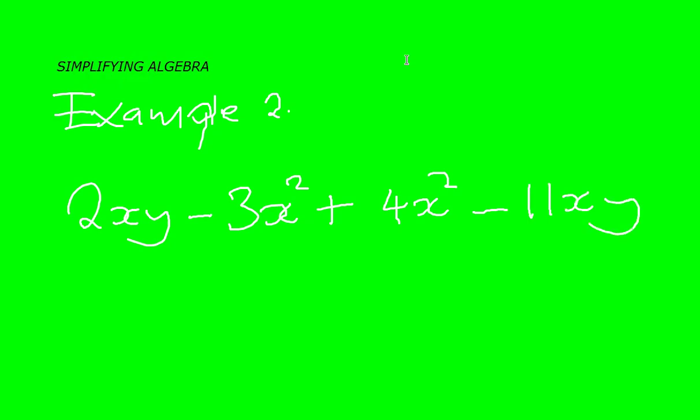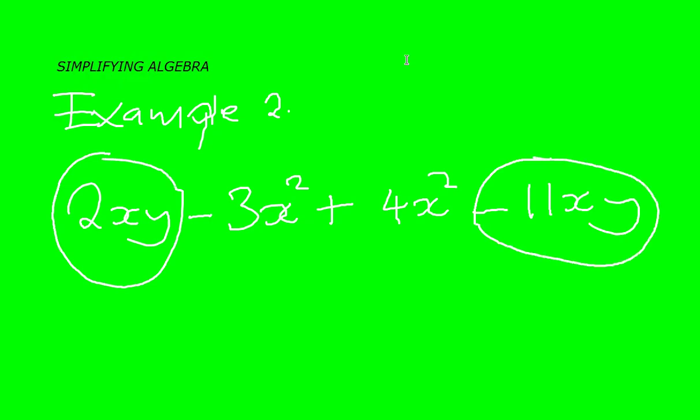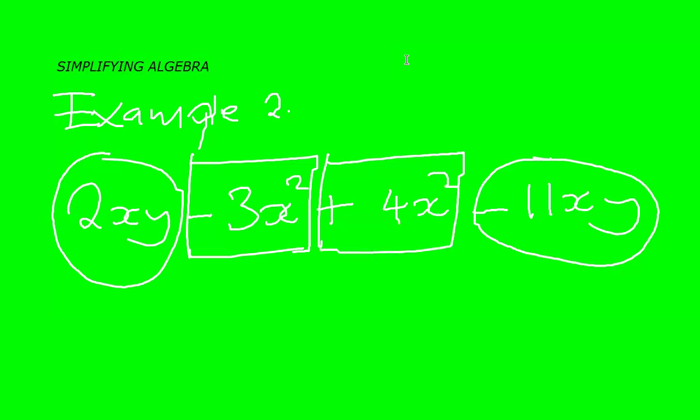Okay, if you look at this, again, the like terms are: we have the 2xy positive and the minus 11xy. Those are like terms. Then you have minus 3x squared and you have plus 4x squared. Those are like terms. So let's go ahead and see. If you have 2xy minus 11xy, now the holes are more, the negative. The holes are more by 9. So basically you get negative 9xy.